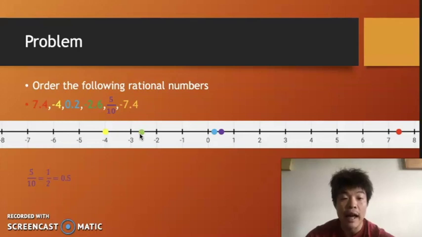And finally, we have negative 7.4. Negative 7.4, yet again, means it is 7.4 units to the left of 0. So it'll be 1, 2, 3, 4, 5, 6, 7, and 0.4, right?